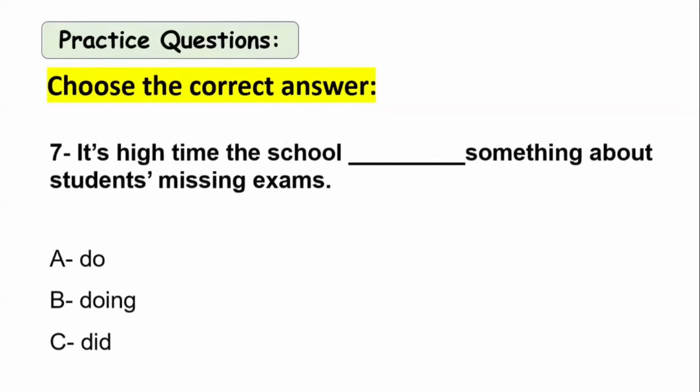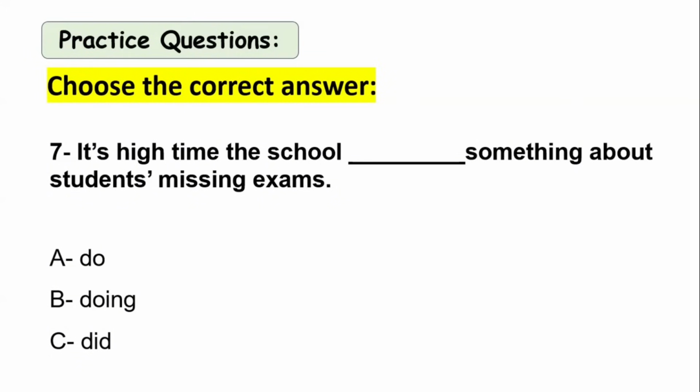Okay. It's high time the school do something or doing something or did something about students missing exams. So what we said about the expression it's high time means يعني حان الوقت. It's an expression you use in order to show you hope for something to be done, and this thing should have been done a long time ago. No, why are we late?